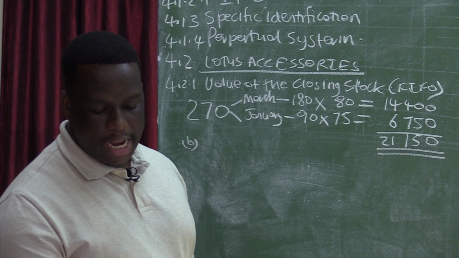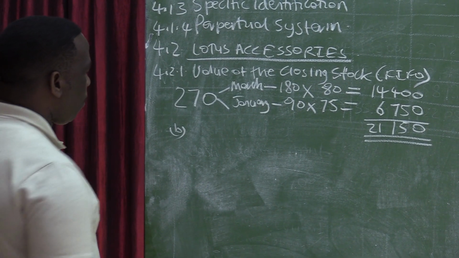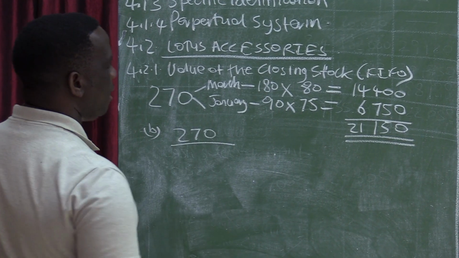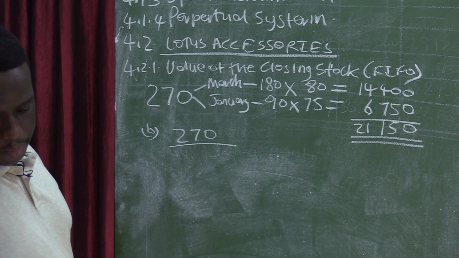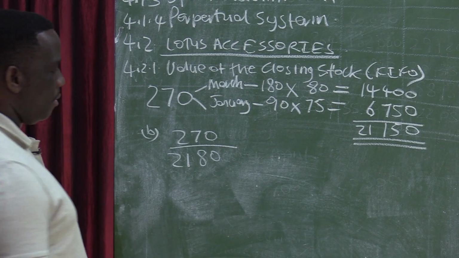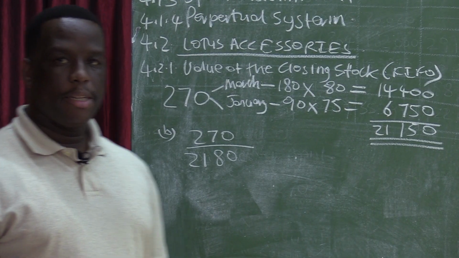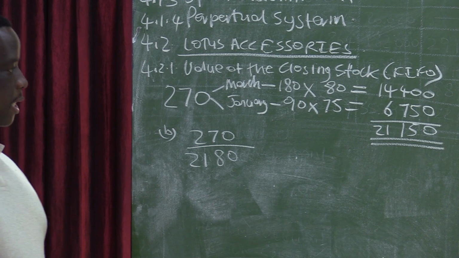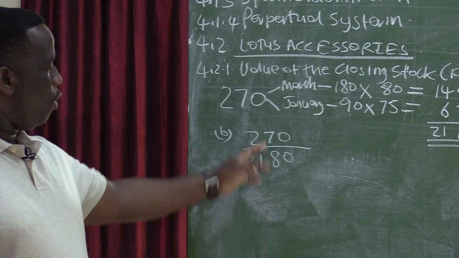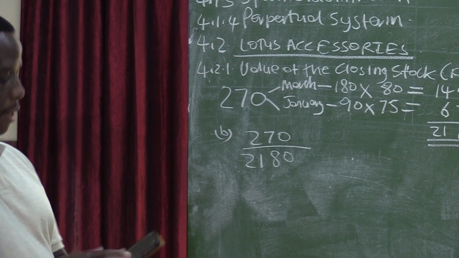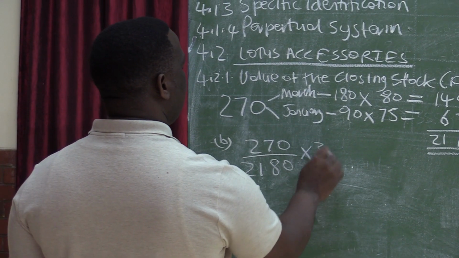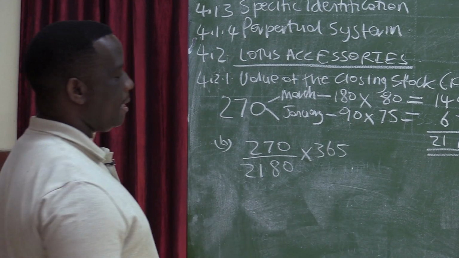Stock holding period in days using the closing stock. I want to calculate the stock holding period. The closing stock is 270 and the total sales for the whole year is 2,180. We want to calculate how long will it take us to sell the 270. We are comparing it with our total sales for the year. So it will then be 270 over 2,180 multiplied by the number of days in a year. That's 365.